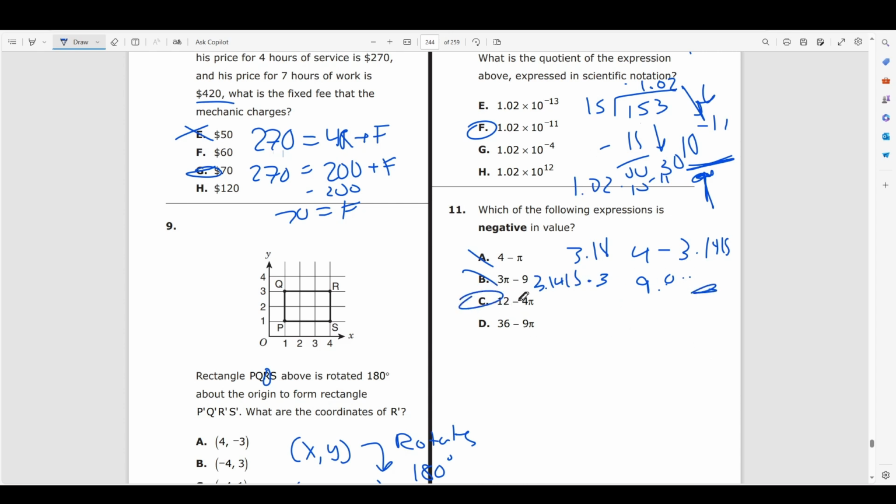12 minus 4 pi is going to be correct because 4 pi in this case is going to be 4 times 3.141519. Yeah, so 4 times 3 is going to be 12, but you're also multiplying 4 by the decimal points that go on forever, which means that this is going to be like 12.3437 or something. And 12 minus 12.3437 is going to give you negative 0.3437 and whatever's after that.